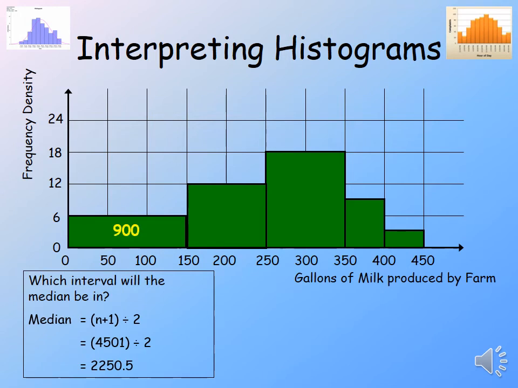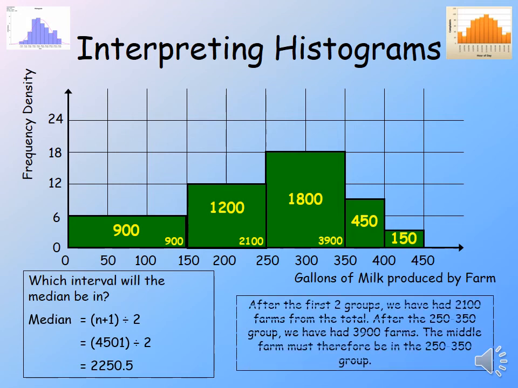So what we have here is 900 farms, 6 times 150 again, and we carry on. So that's 150, that's 100 times 12. Here it's 18, so 250, so that's 100 times 18, and so on. Okay, and I just merely added those up, and that comes to 4,500 plus 1. Okay, so sorry, we do the cumulative frequency in each of these.